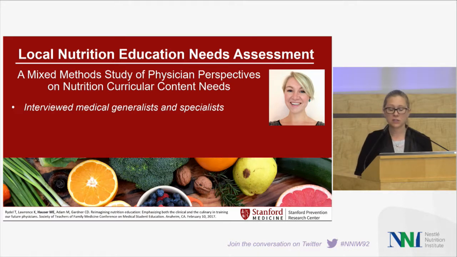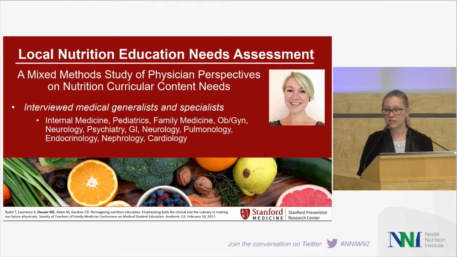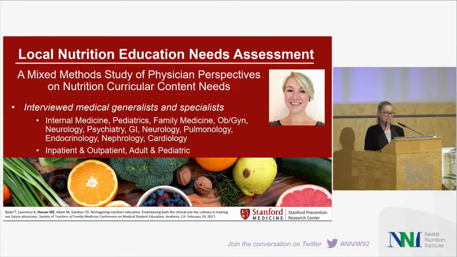And she interviewed medical generalists and specialists in all of these different fields and tried to get some variety of inpatient and outpatient perspective, as well as adult and pediatric practitioners.